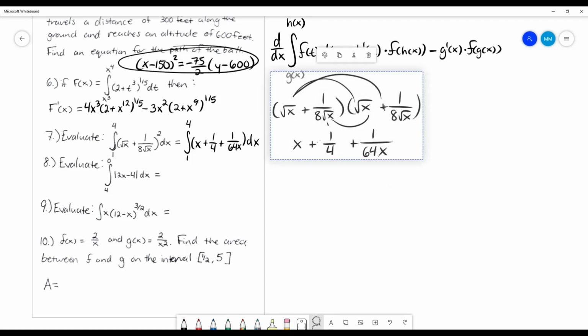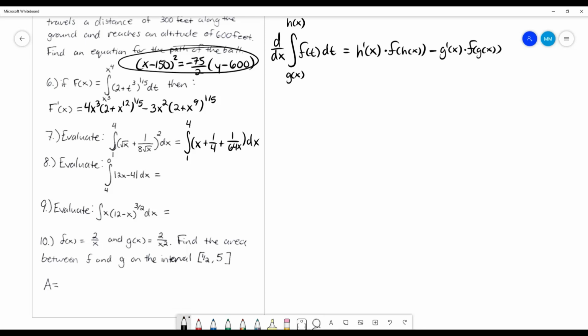We undo those power rules, and this one is 1 over 64 times 1 over x, if that's helpful. And remember that the integral of 1 over x is natural log of x. So this would be 1 over 64 times natural log of x when we integrate that. But let's write all that out. So this is going to be 1/2 x squared plus 1/4 x plus natural log of x over 64.